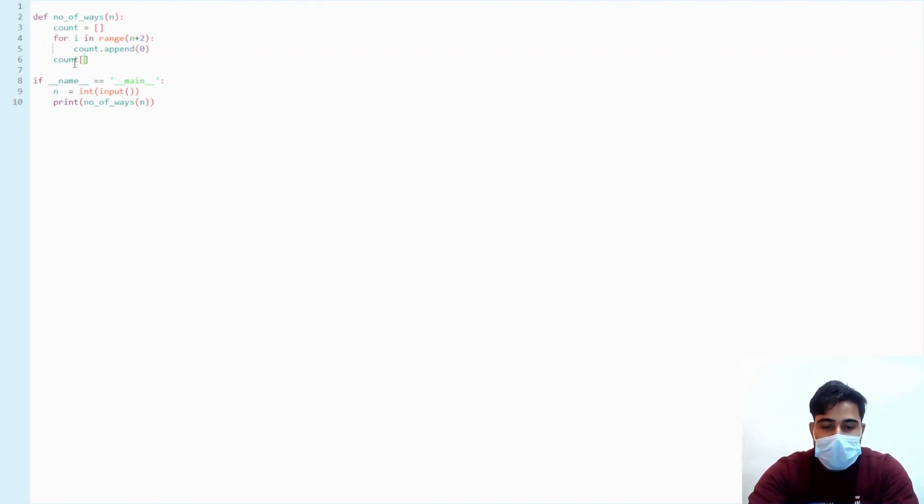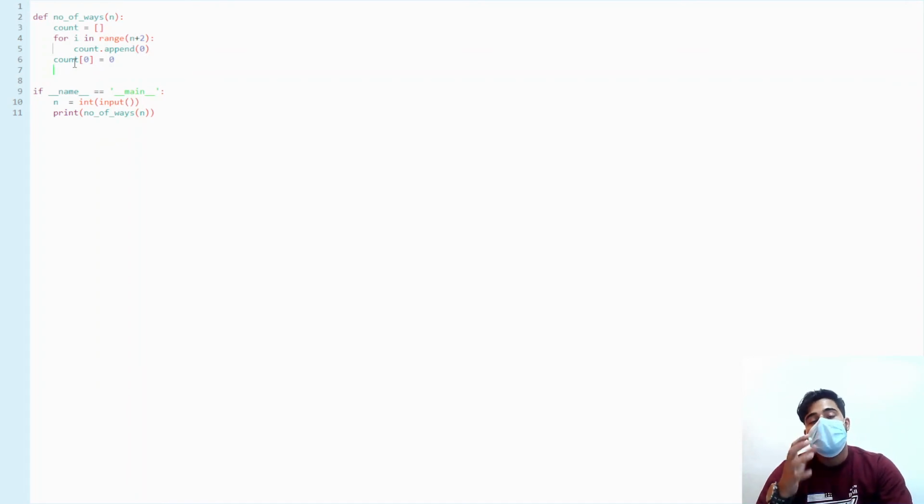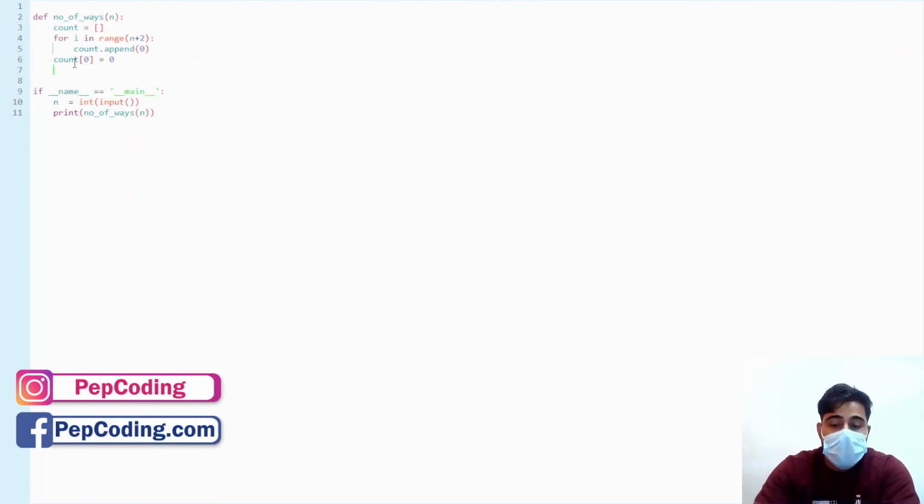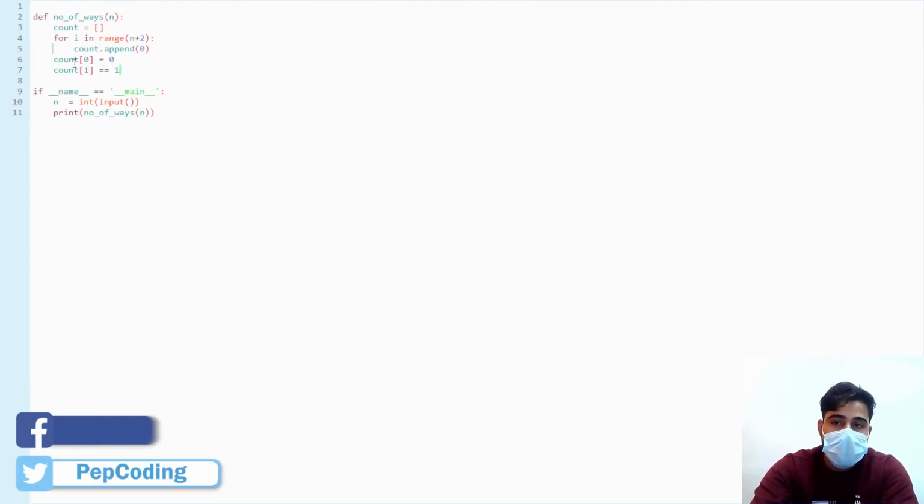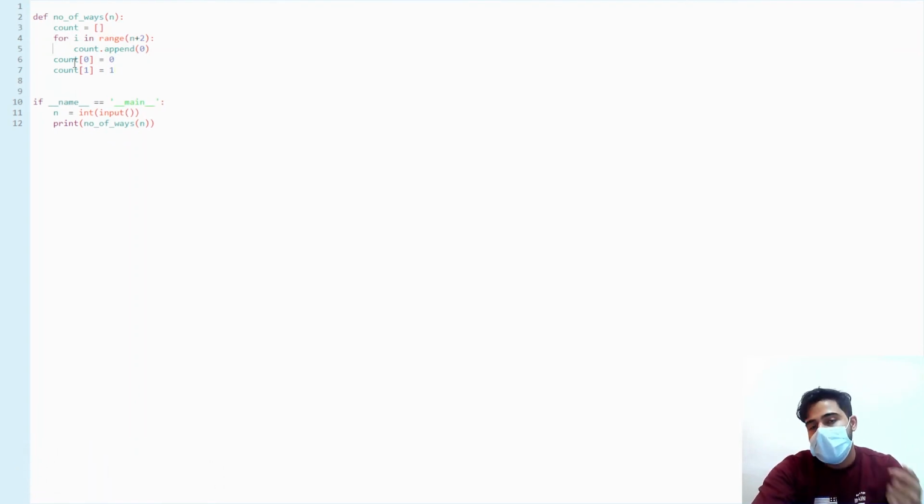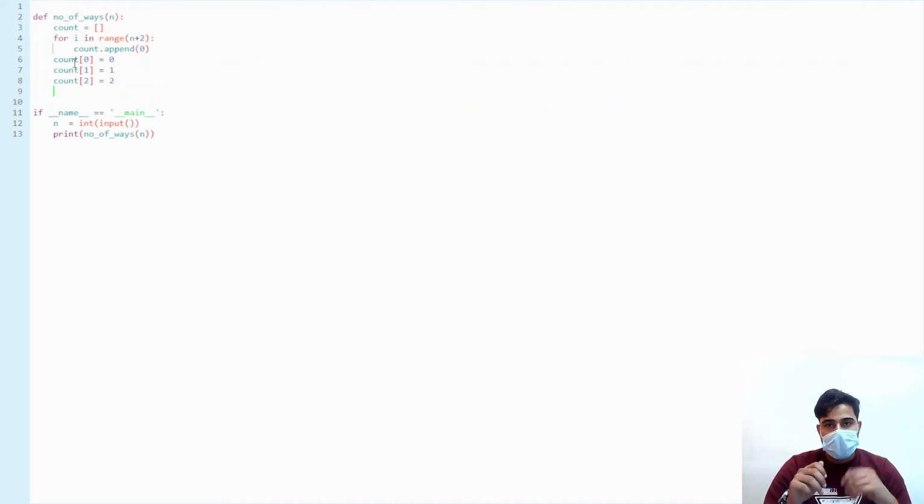Now let me initialize some of the values. That is count 0 as 0. Why count 0 as 0? Just because if there is no width, meaning there is no wall, then is there any way to decorate it? No, there is no way. Similarly, count 1 is 1, meaning if the width of that wall is 1, there is only one way of decorating it, that is placing the tile vertically. Similarly, count 2 equals 2. When the width is 2, there are two ways of placing it. That is, either we can place all the tiles vertically, or we can place all the tiles horizontally.